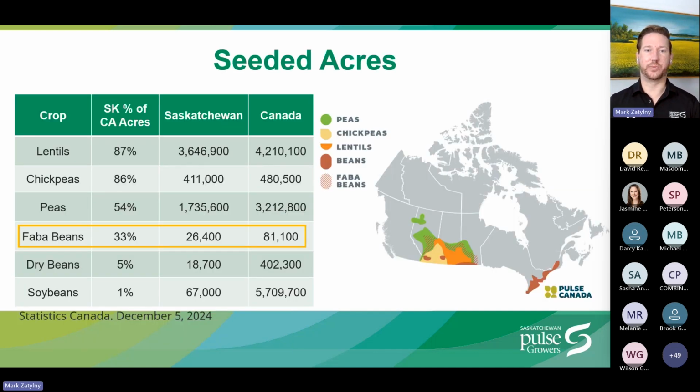As for the actual acres that we have seeded in the province and in the country and how we compare with that, you can see here, faba beans in Saskatchewan account for about 33% of all of the faba beans grown in the country, with 26,400 acres. Alberta then makes up the remainder, primarily because they have such a large feed market for their livestock that they are growing that other big proportion of faba beans.